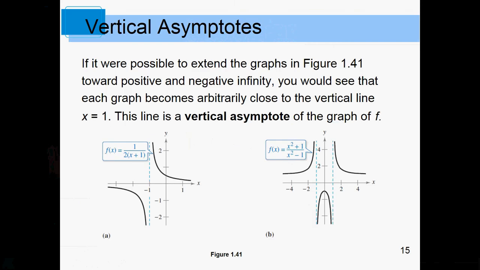All right. Vertical asymptotes. If it were possible to extend the graphs here toward positive and negative infinity, you'd see that each graph becomes arbitrarily close to the vertical line x equals 1.